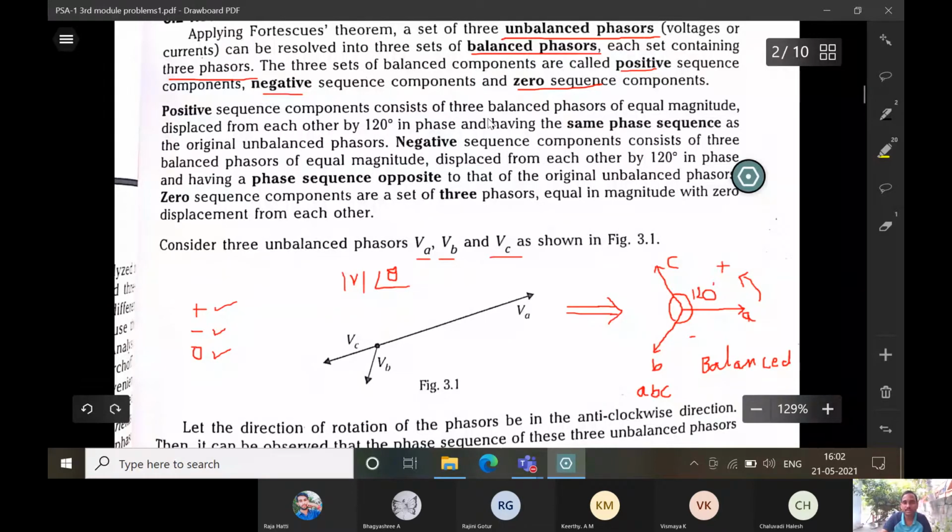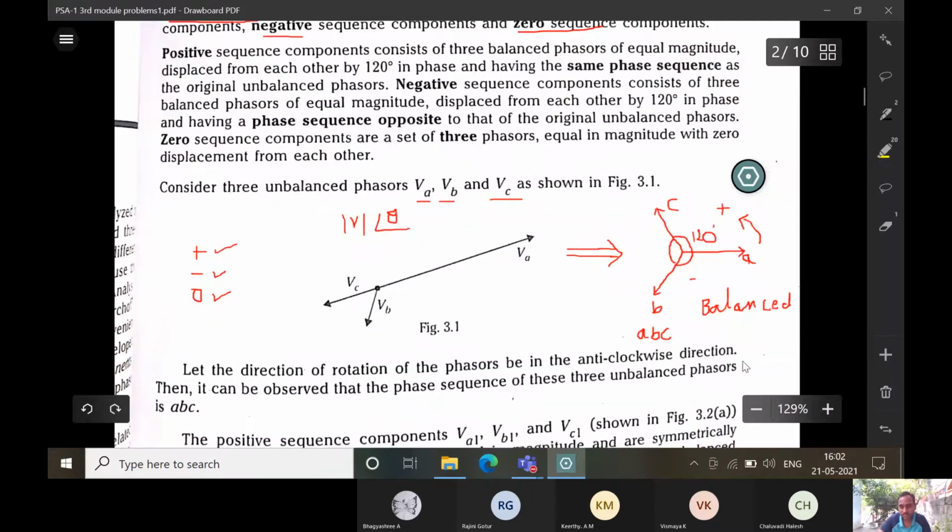Positive sequence consists of three balanced phasors equal in magnitude, displaced from each other by 120 degrees in phase, and having the same phase sequence as the original unbalanced phasors. Negative sequence component consists of three balanced phasors equal in magnitude, displaced by 120 degrees in phase, and having a phase sequence opposite to the original unbalanced phasors.